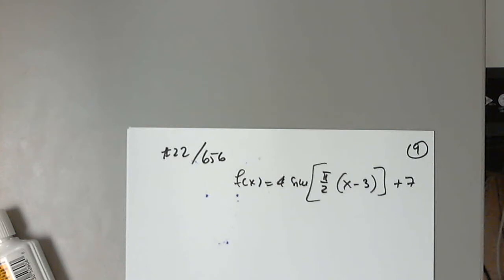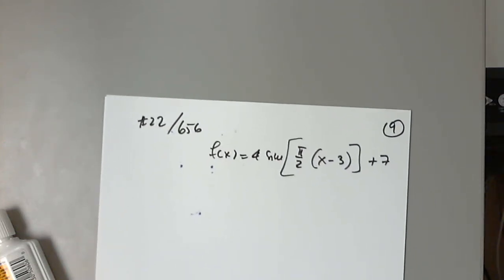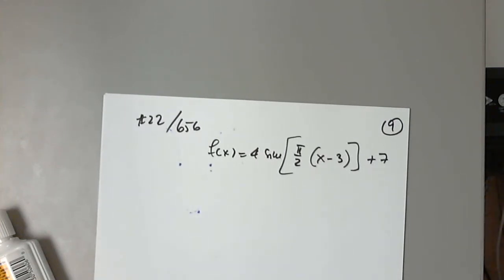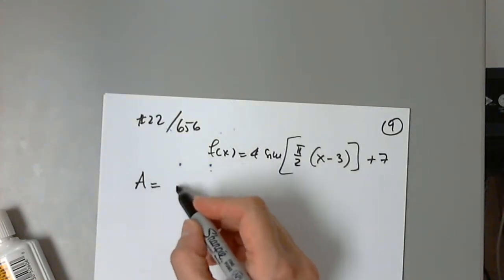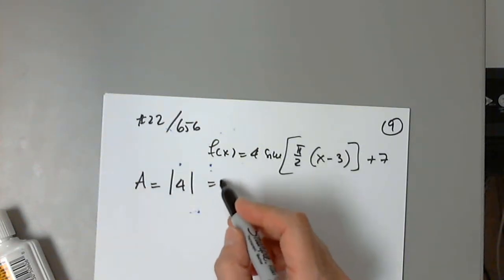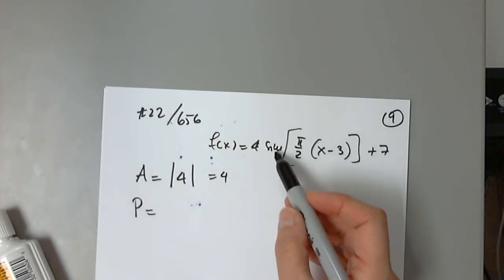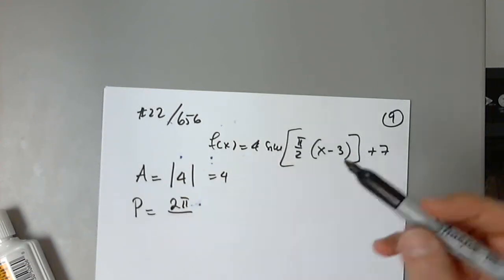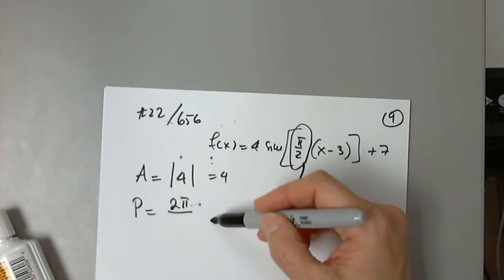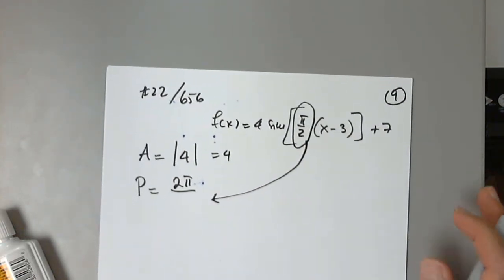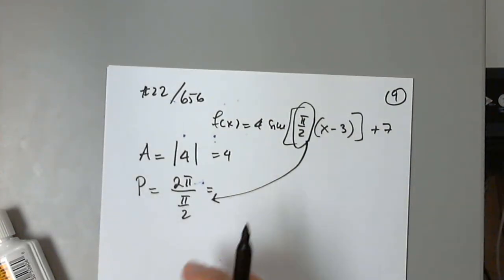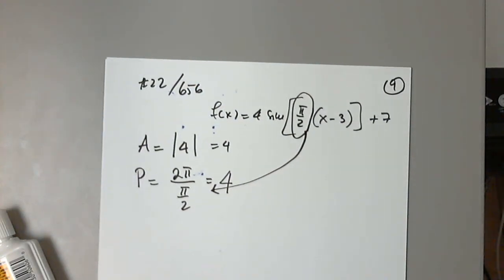Okay, so we're asked the same things. Graph one complete period, determine the amplitude, determine everything about it. First of all, the amplitude will be the absolute value of 4, which is 4. What about the period? Since we're talking about sine, this will be 2 pi divided by the number that multiplies x, which is pi over 2. So the period for this function will be 4. Any questions?